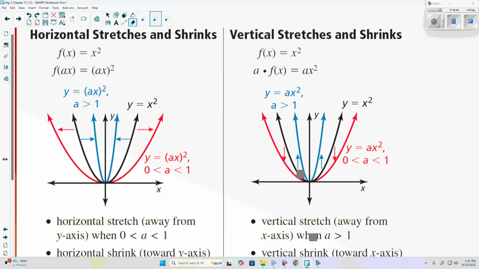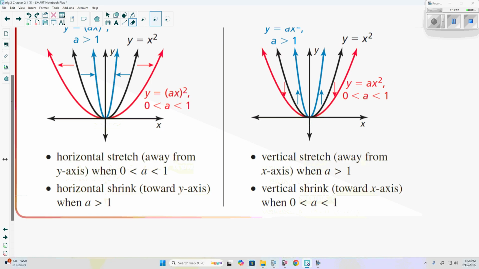We'll look at vertical stretch first. A, if A is greater than 1, it's a vertical stretch. It increases faster along the y-axis. If A is between 0 and 1, it's a vertical shrink. We're not looking at the sign, specifically that value of A. If the A is greater than 1, it's a vertical stretch. If A is between 0 and 1, it's a vertical shrink. Now, we've talked about those, we've really talked about both of these.